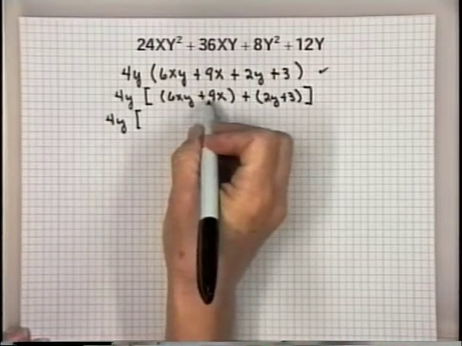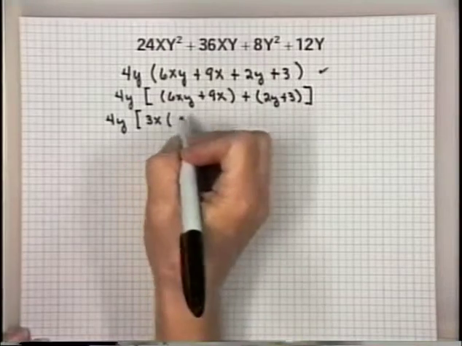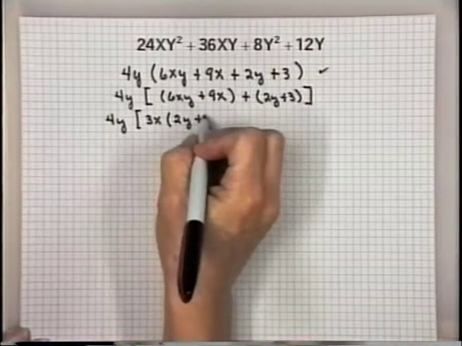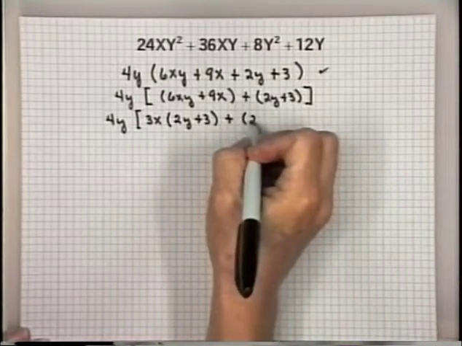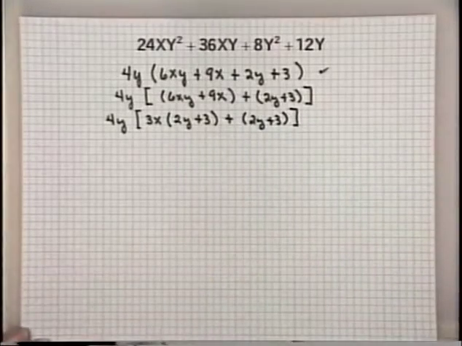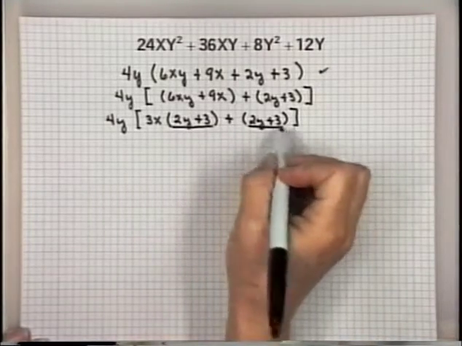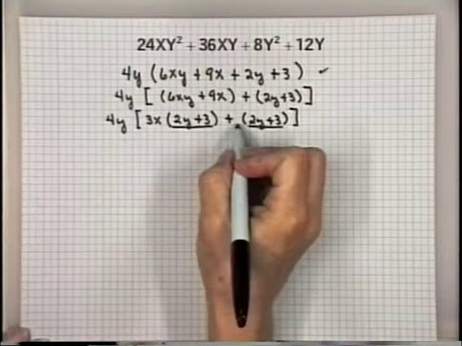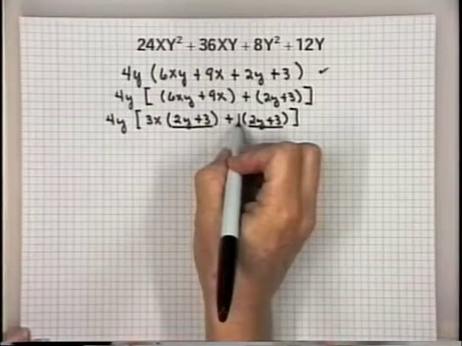Looking at these 2 terms, I can factor out a 3x. Factoring out 3x gives me 2y plus 3. And then in this second group, I do not have a common factor, so I will simply recopy the 2y plus 3. Notice that this factor of 2y plus 3 is the same. And also recall that in front of this parenthesis, a 1 is understood to be there.